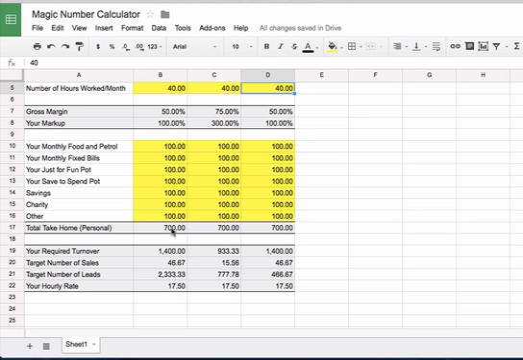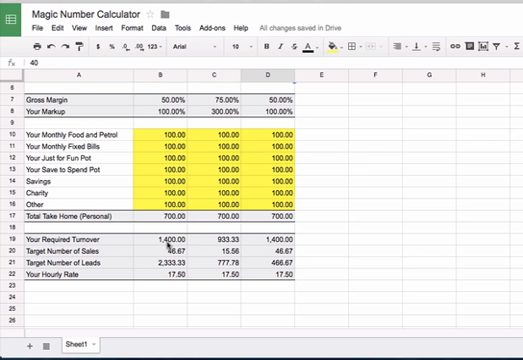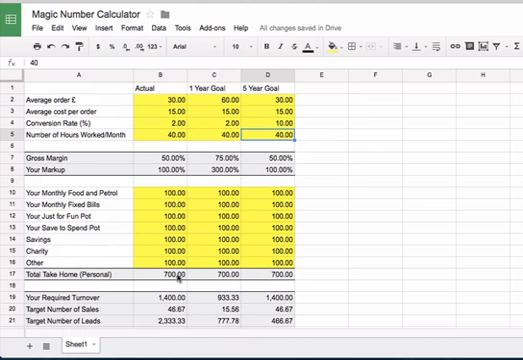So this then works out that everything above here means that you need to turn over £1,400 in your business, which means you need 46.6 sales, which means you need to get in front of 2,333 people. That might be leads to your website or something. All of these figures are per month, and then you'll be earning £17.50 an hour.